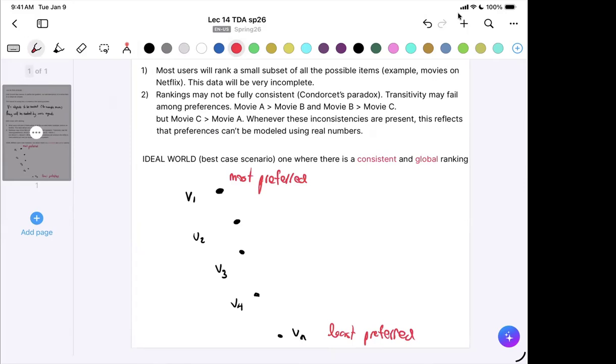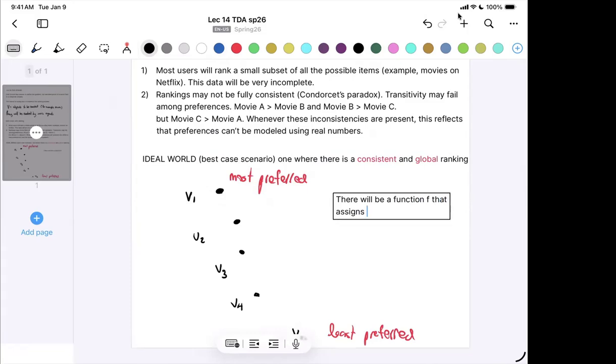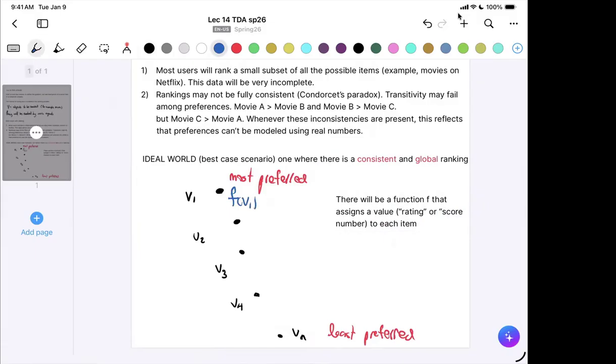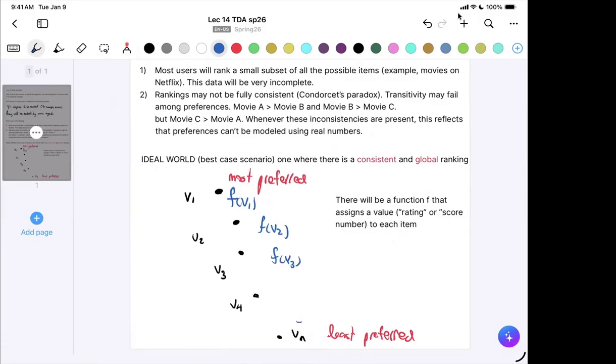And you could even think that in this case, you can assign a value to each item that reflects how much it is preferred, like its rating. So you would have a function f that assigns a value, which I'm thinking of as a rating or score number, to each item. The first item would have a value f of b1, the second item f of b2, the third item f of b3, and the last one f of bn.